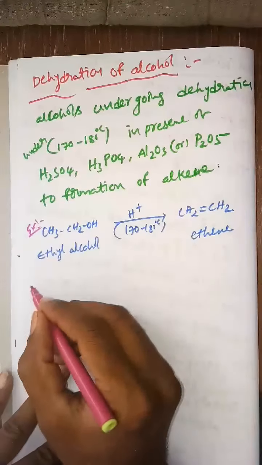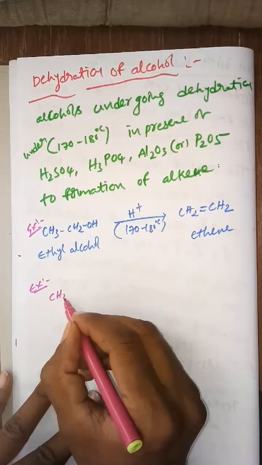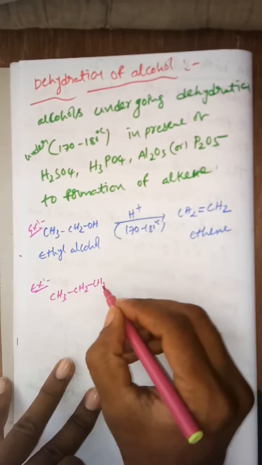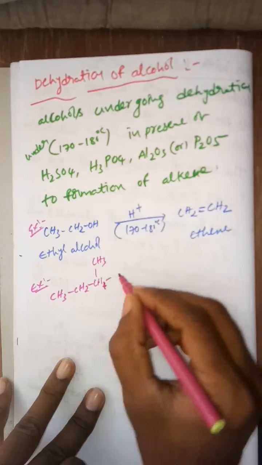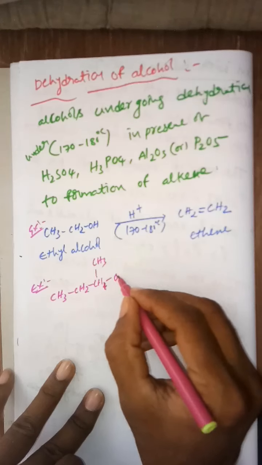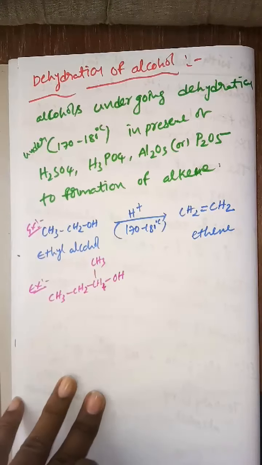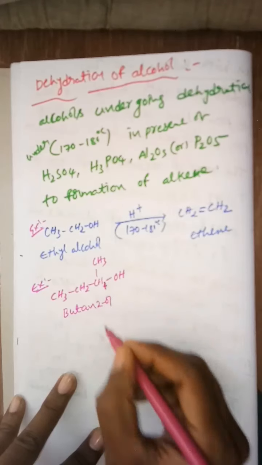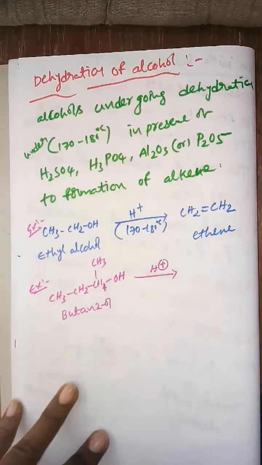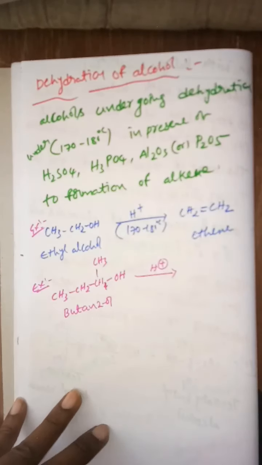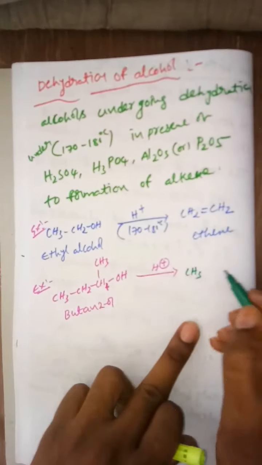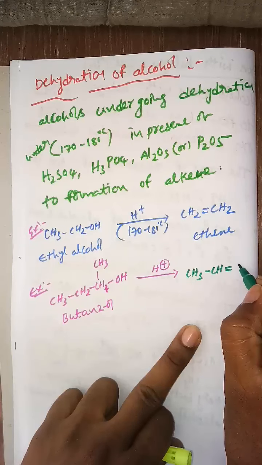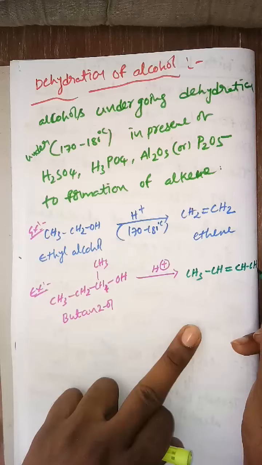Next, another example, the second example: CH3CH2CH2CH2OH. What is this name? 1, 2, 3, 4, butan-2-ol, in presence of acidic condition. Butan-2-ol undergoes formation of CH3CH=CHCH3.